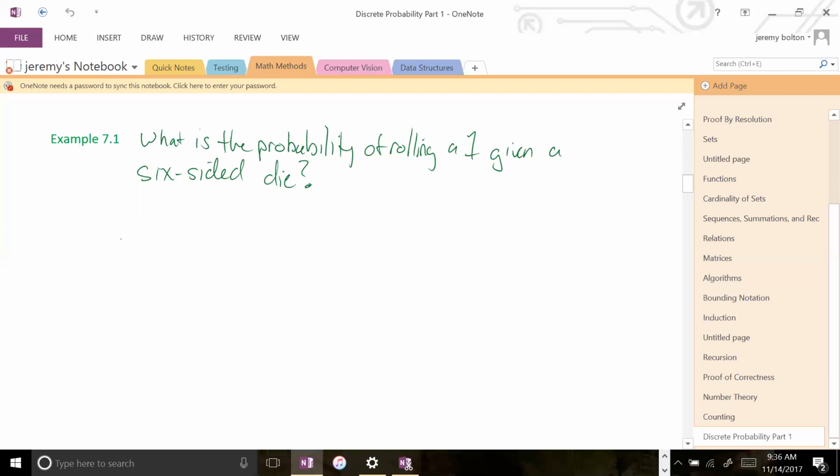Number one, our sample space is what? Simply the set that contains 1, 2, 3, 4, 5, and 6.